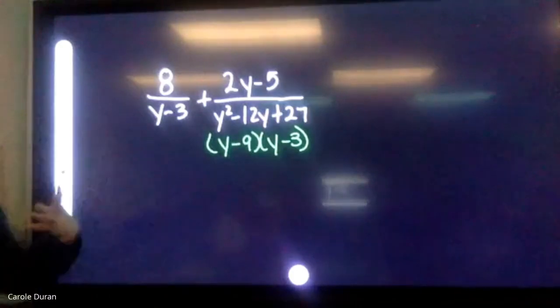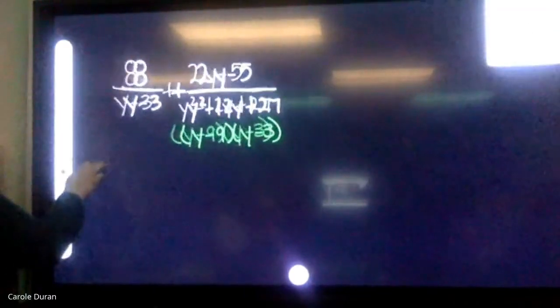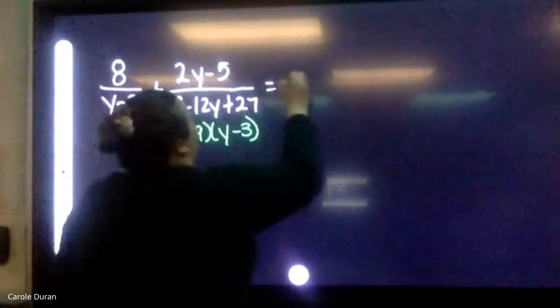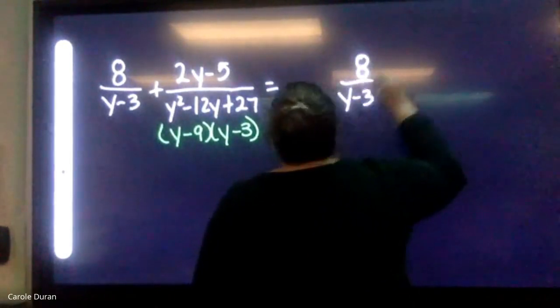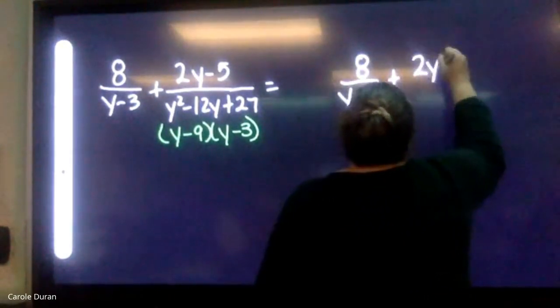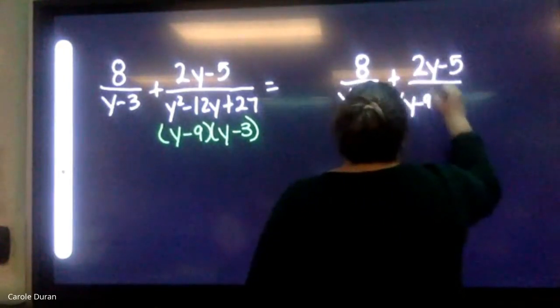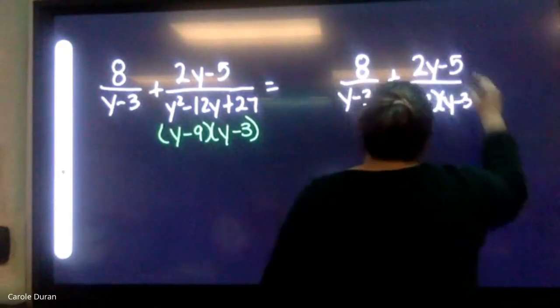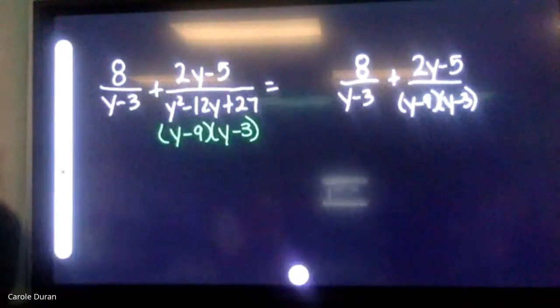Leaving space on either side of each of my fractions. That way we can go ahead and put in the information that we need to make it a common denominator. So this becomes 8 over y minus 3 stays the same, plus 2y minus 5 over y minus 9, y minus 3. My goal is to make both of my denominators the same. I already recognize that they each have a y minus 3 in them.